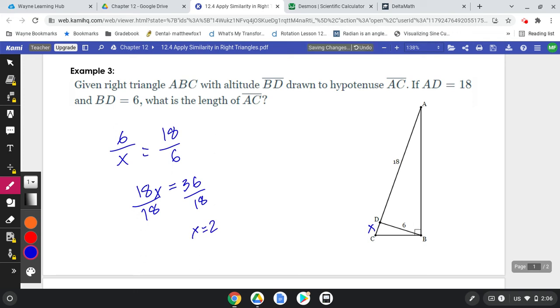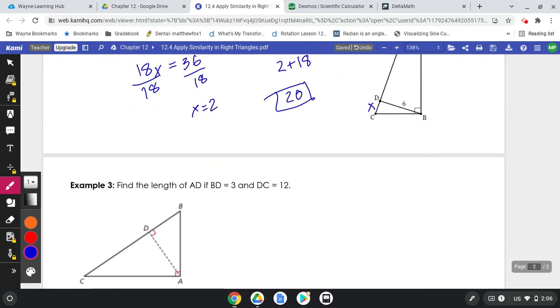And we'd be done. Except that's not the answer to the question. The question is, what is AC? So we need to do 2 plus 18, which gives us 20. And we are done now. All right, a few more.